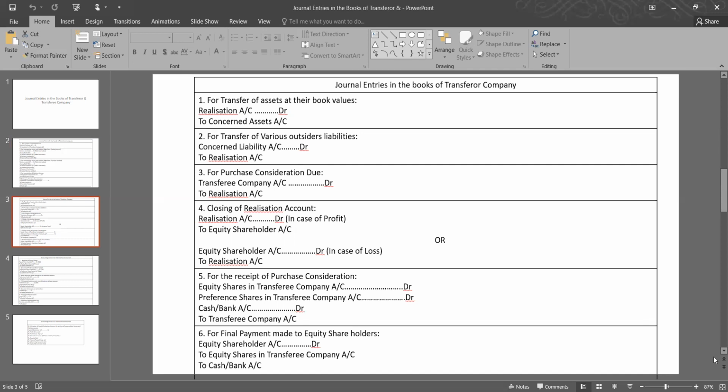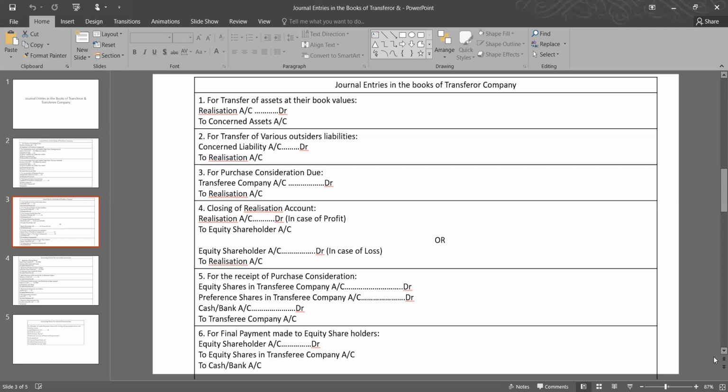For the Realization Account, if any assets are there in the balance sheet, we need to transfer them to the Realization Account. The journal entry is Realization Account debit to concerned Asset Account. For transfer of various outsider liabilities to the Realization Account, the journal entry is concerned Liability Account debit to Realization Account. For purchase consideration due, the journal entry is Transferee Company Account debit to Realization Account.